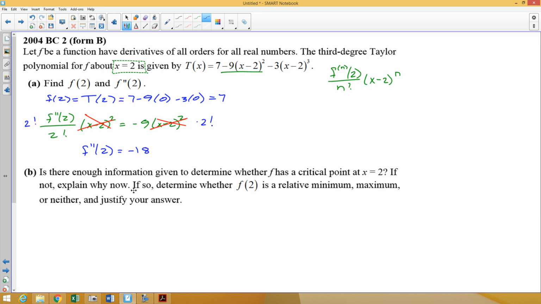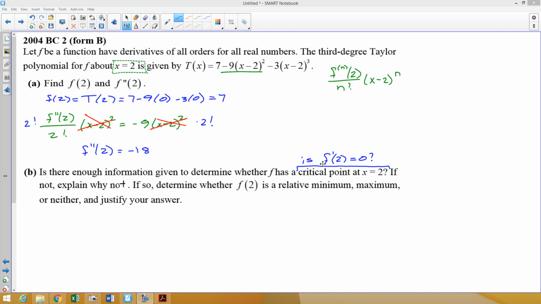Part B: is there enough information to determine whether f has a critical point at 2? Now remember, a critical point. Don't let the fact that this is a series question make you forget what a critical point is. Essentially what this question is asking is whether f prime of 2 equals 0. So is f prime of 2 equal to 0? That's what this is questioning. It says if not, explain why. And if so, determine whether we have a max or min.